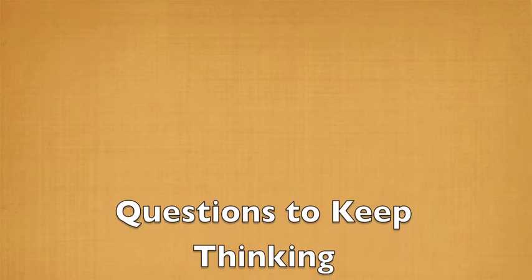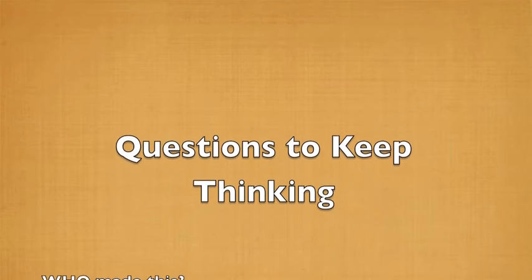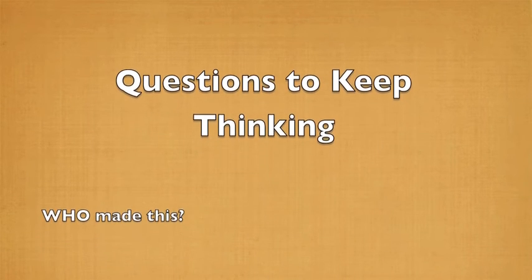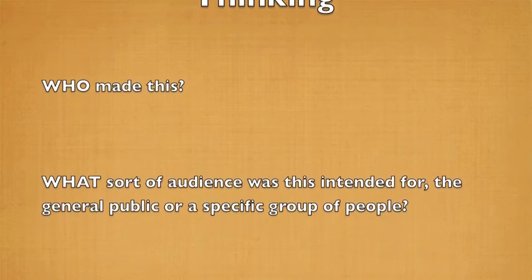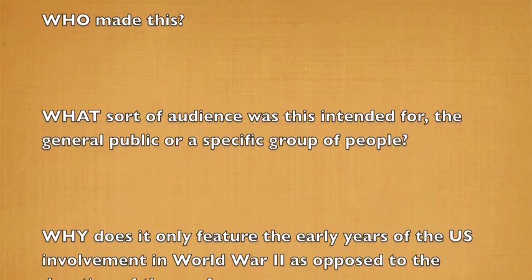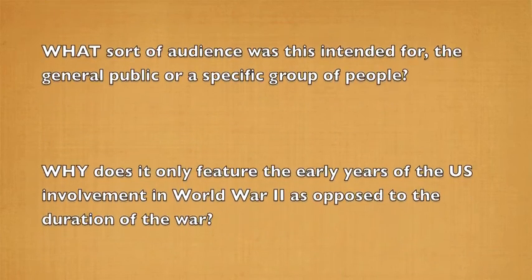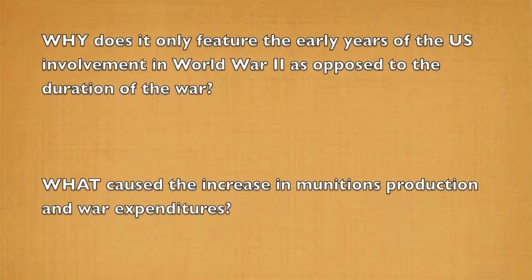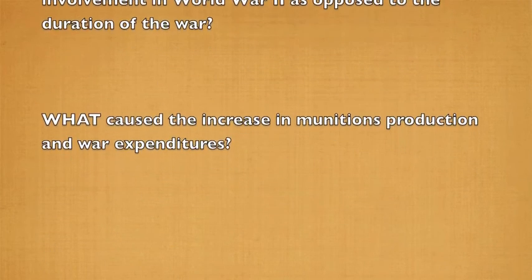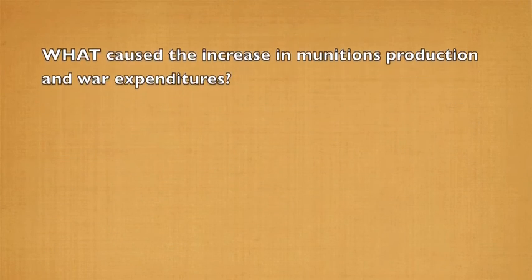The final step to observing a primary source document is to ask questions to lead to more observations and reflections. With this source, I find myself asking, who made this? What sort of audience was this intended for? The general public or a specific group of people? Why does it only feature the early years of the U.S. involvement in World War II, as opposed to the duration of the war? And what caused the increase in munitions production and war expenditures?